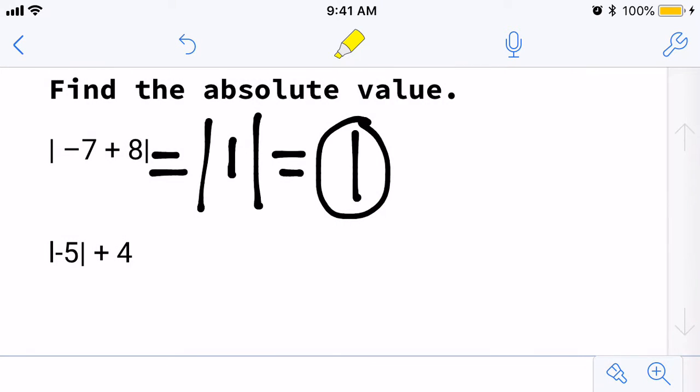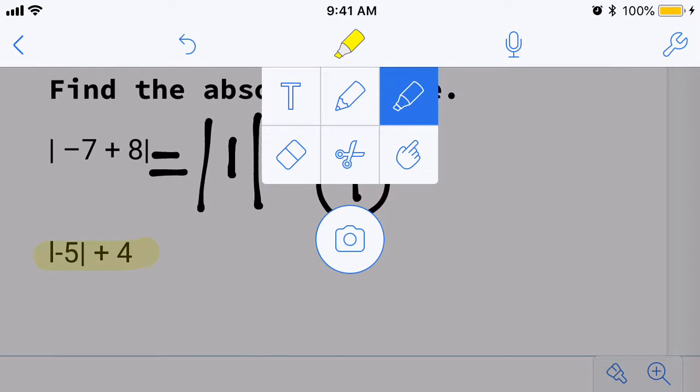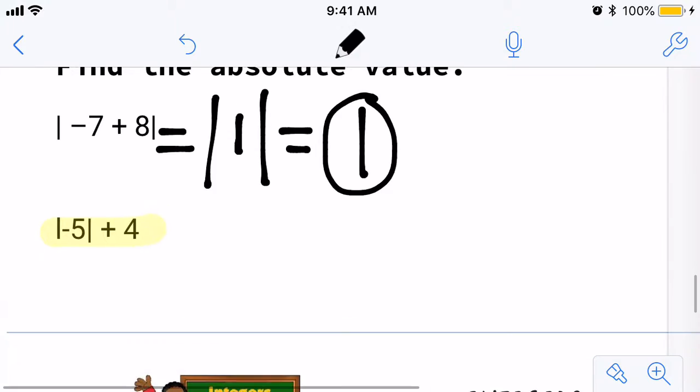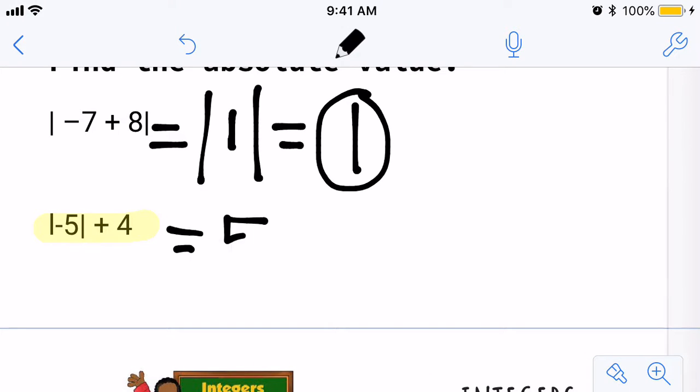This one is a little different because those absolute values aren't around both the negative 5 and 4. So I'm going to take my absolute value of negative 5 first, which is positive 5, and I'm going to add my 4 to it to get a final answer of 9.